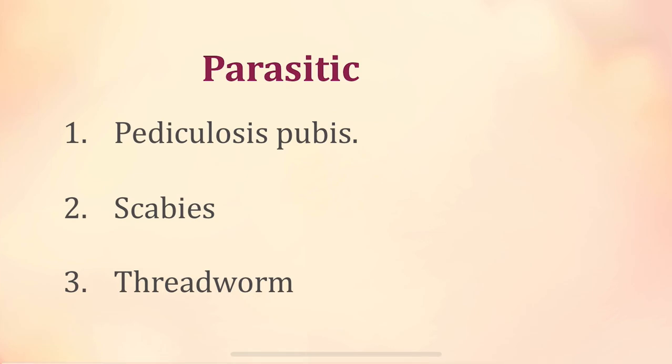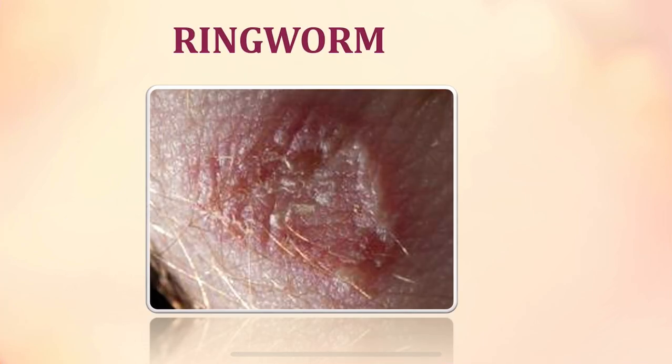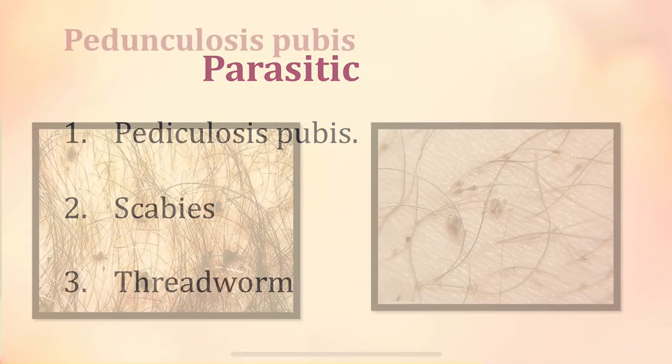Then we have the parasitic infections. In the parasitic infections, we have pediculosis pubis, scabies, and threadworm. Guys, this ringworm, first we have to know about this. This is caused by Tinea cruris. The lesion is bright red and a circumscribed lesion can be seen.